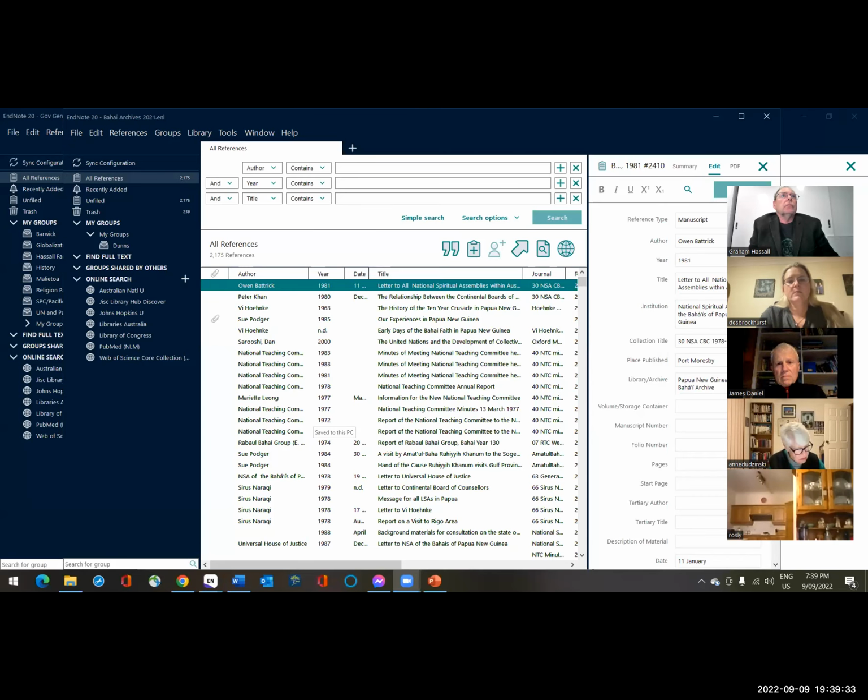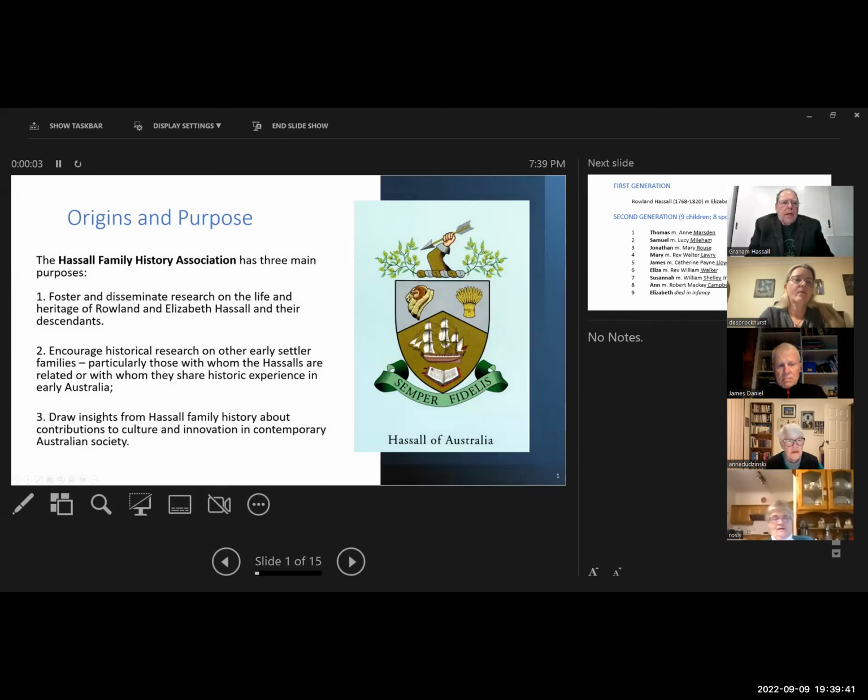I'm going to just give a brief introduction to the association and the family. I won't go in depth at this stage because Anne is going to cover so much in her presentation. Let me just get this into a slideshow. So hopefully you can see an overview of the Hassall Family History Association. As most people know, the purpose of the association is to foster research on the lives and heritage of Roland and Elizabeth Hassall and their descendants, but not just the Hassall family, but other early settler families who they engaged with in the early days, 19th century Australia, and to also see what insights we can draw from this experience for the present time.